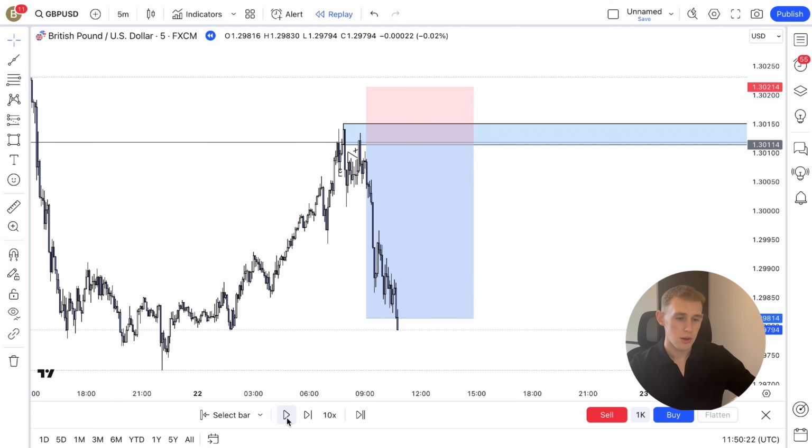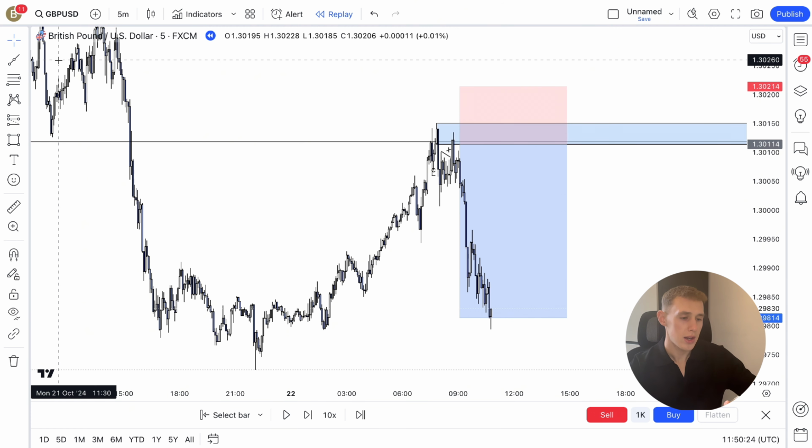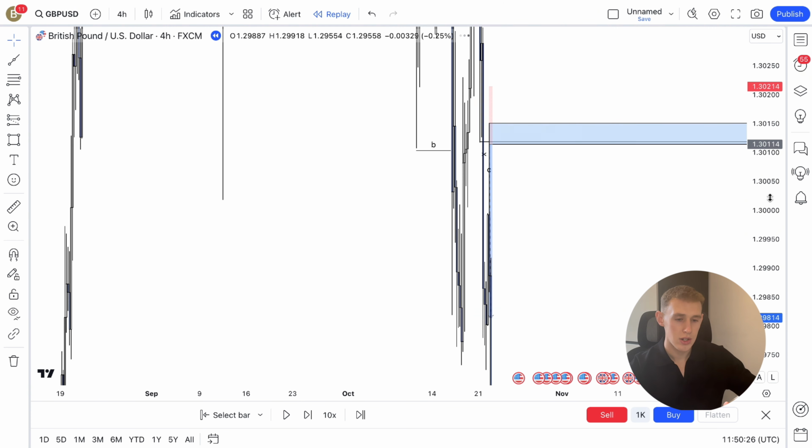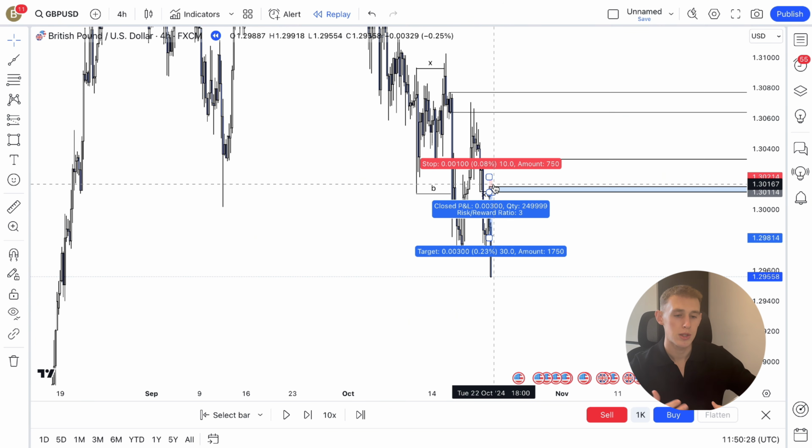There we go. So once again, very simple trade: higher time frame direction and structure, pull back into higher time frame supply, 5-minute confirmation, 1 to 3 take profit, stops just above the highs. Every single trade is exactly like this, and it can be that simple, guys. All you need to do is just backtest this for yourself, collect data on it, and yeah, that's really all you need.